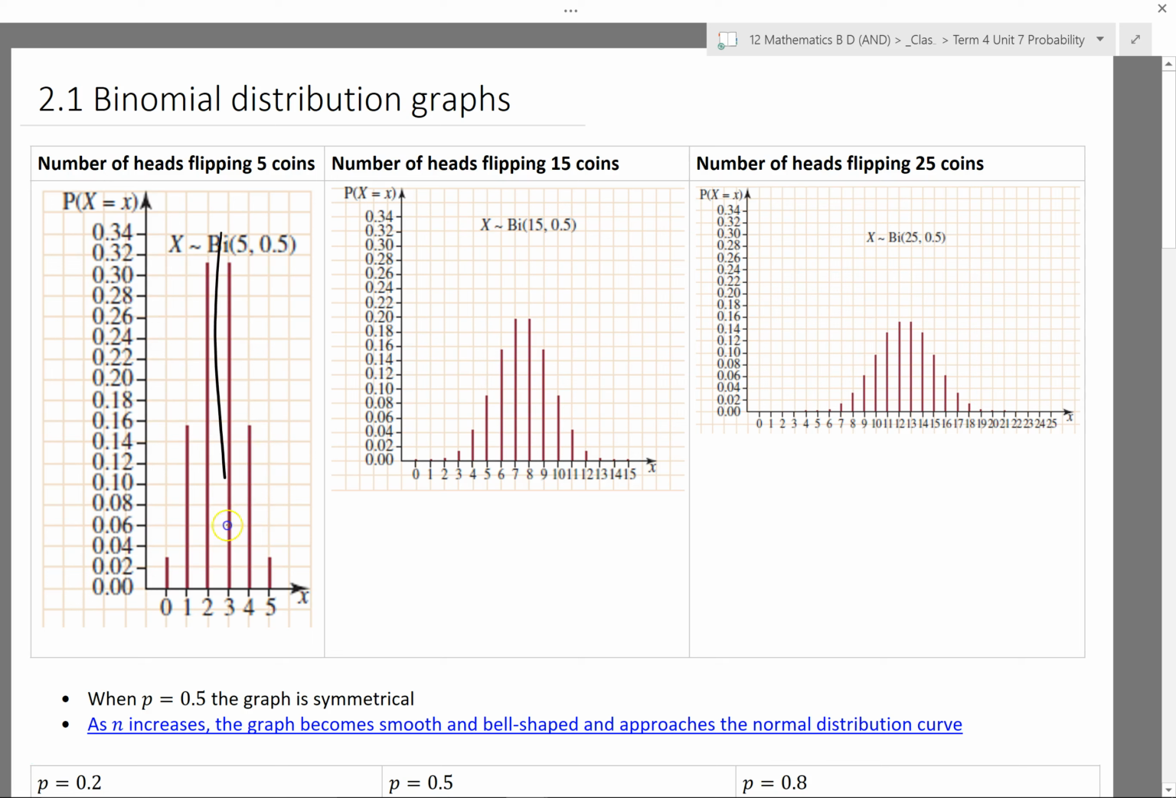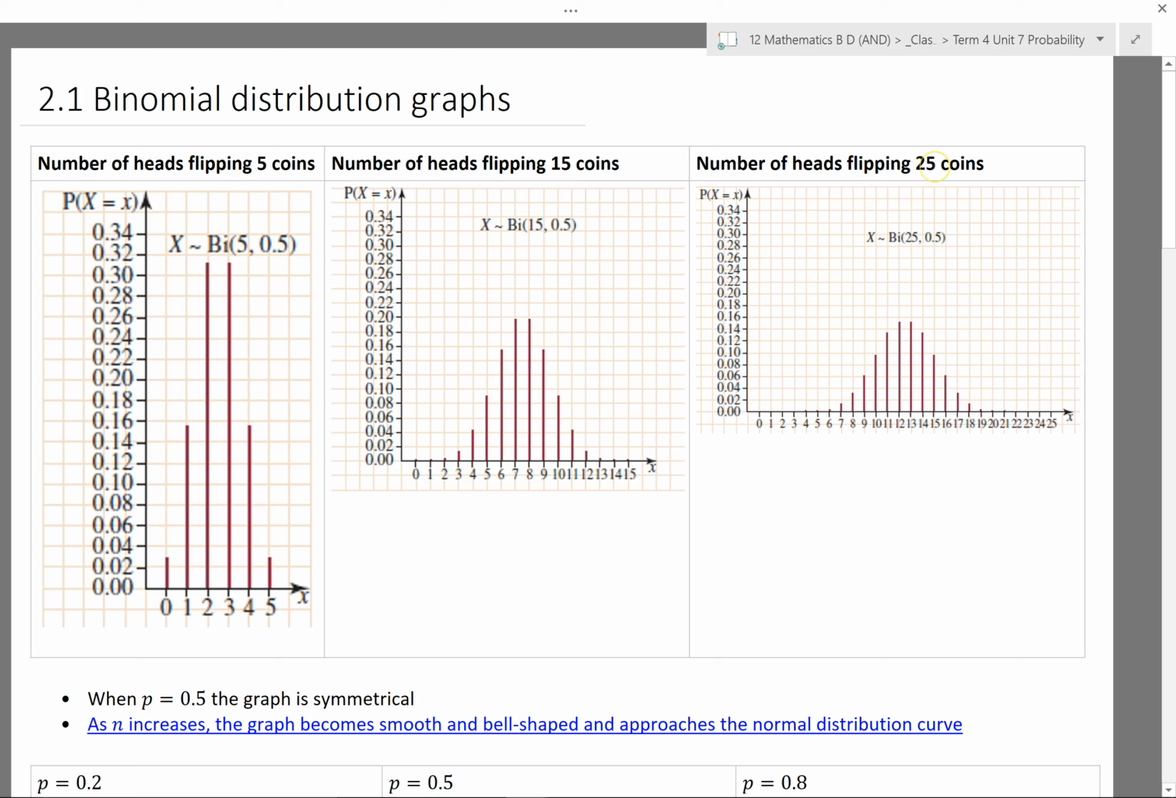And the thing to note is that it's symmetrical. So either side of this line, we've got some symmetry. If we increased our number of trials to say 15, we'll see the same thing, that it's really unlikely to get either 0 or 15 heads, and quite likely to get 7 or 8. So we can see it's starting to take this sort of a bell-shaped curve.